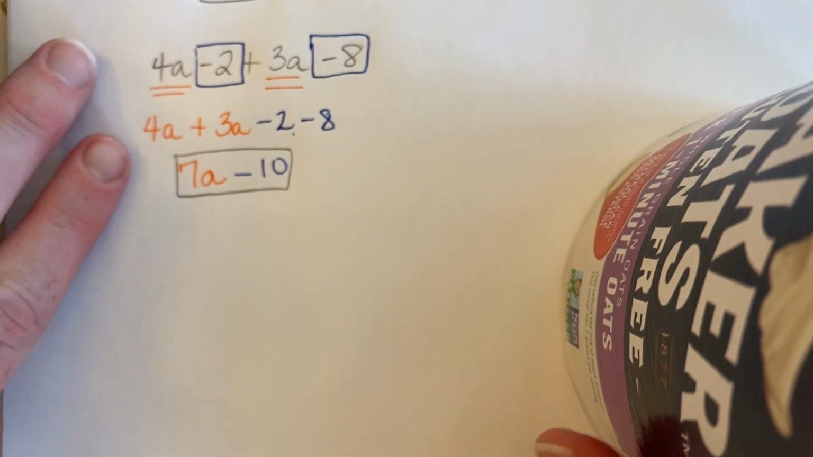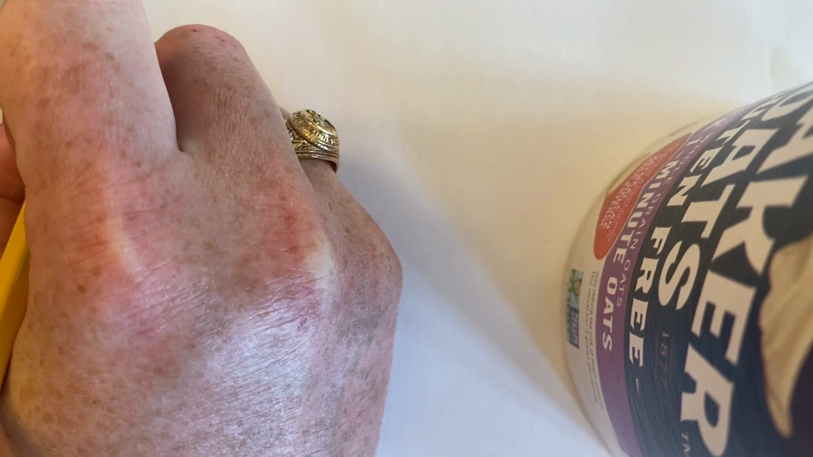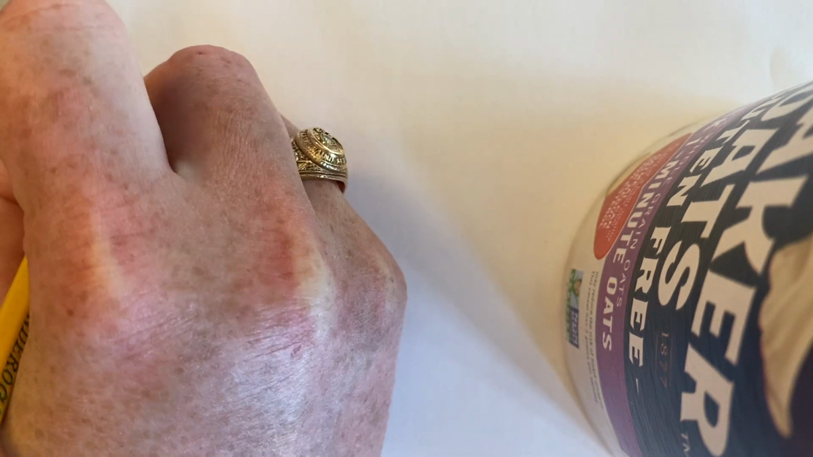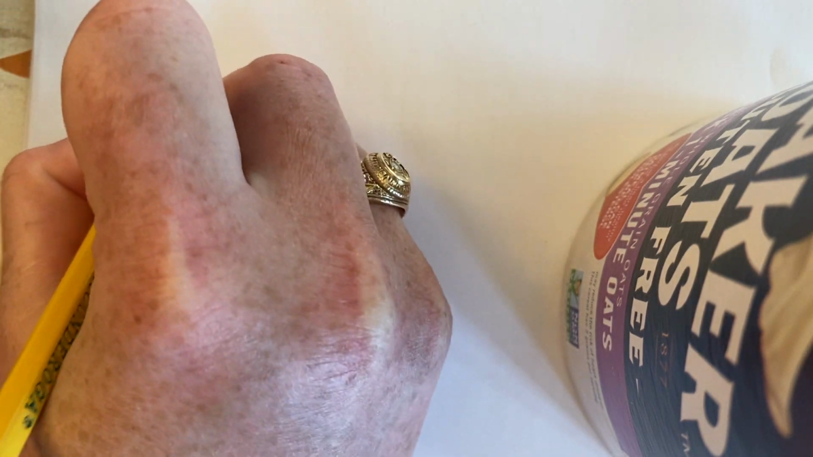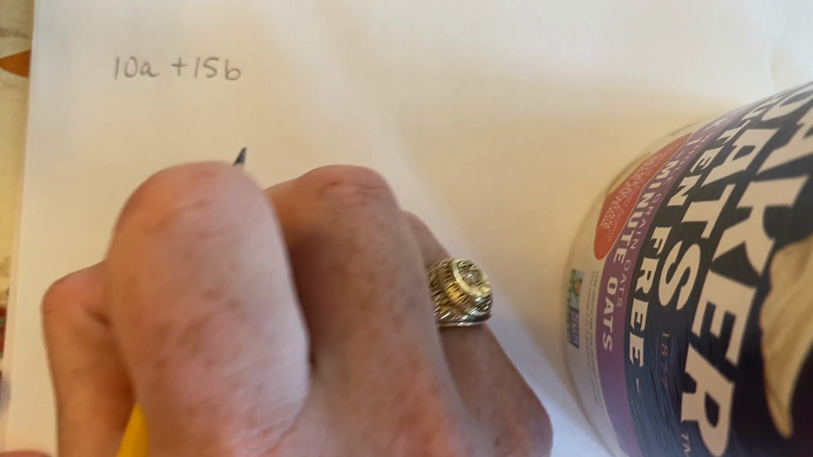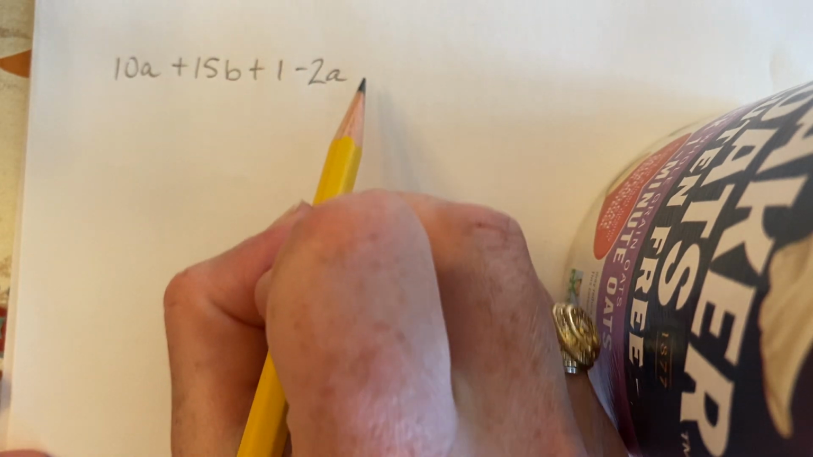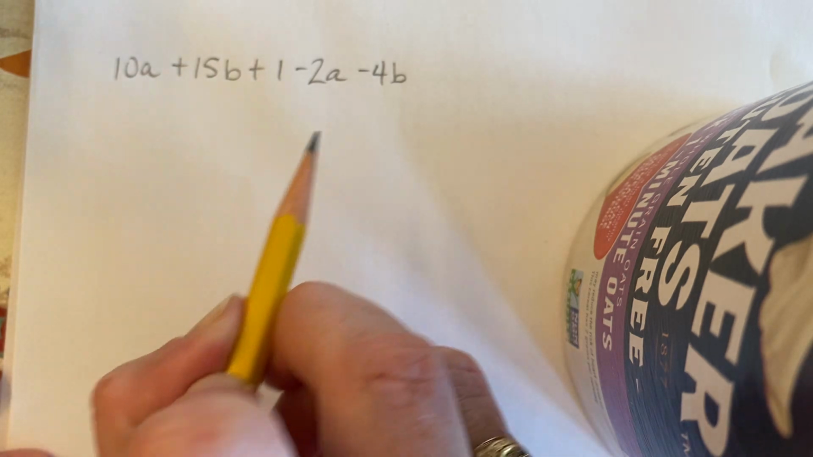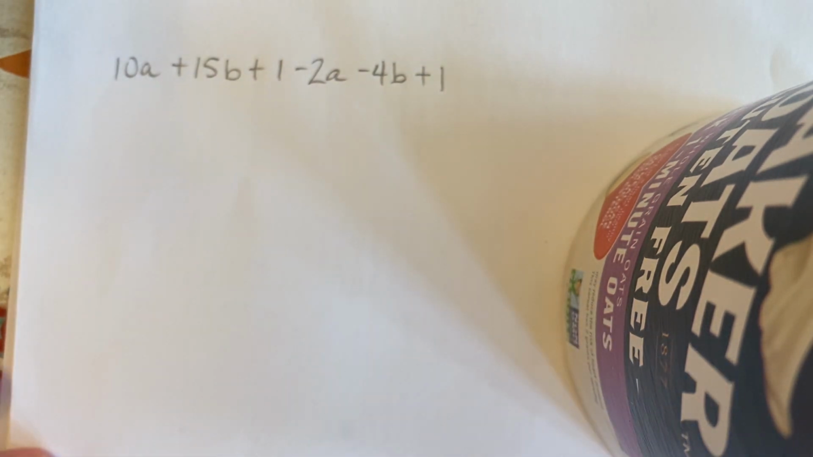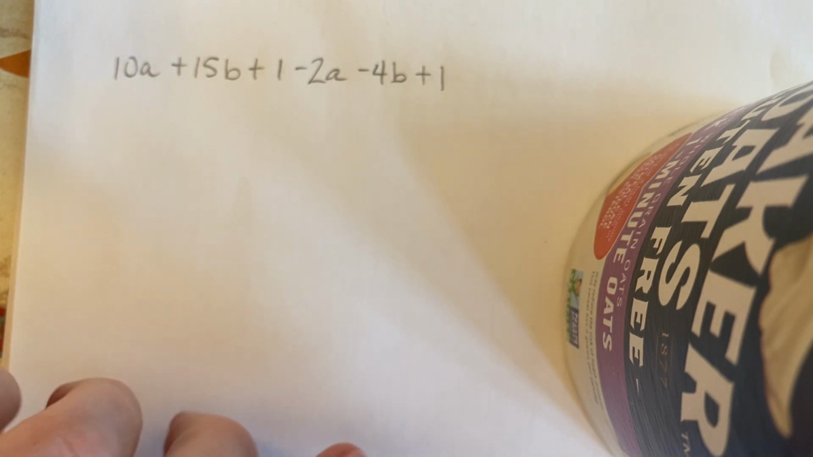Okay. Let's look at one more example. See if we can make this make just as much sense as possible. All right, so we're going to have 10a plus 15b plus 1 minus 2a minus 4b plus 1. Whoa. Now I've got all kinds of numbers and letters here. But it's not confusing because we've got colors. We're just going to be able to keep it super, super clean.